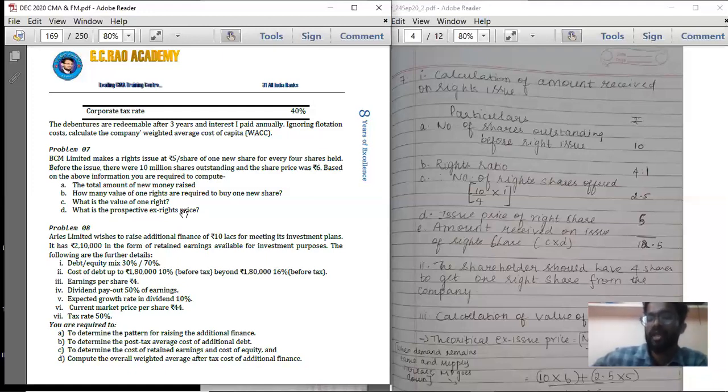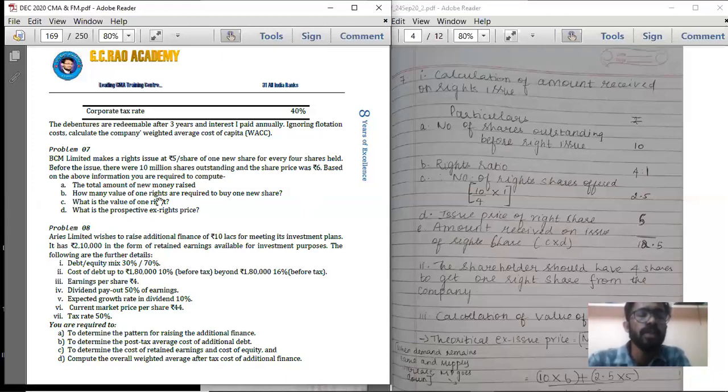2.5 into 5, that is 12.5. That is 12.5 million rupees has been received in respect of new right issue. That is what they have asked, amount of new money raised, that is 12.5 million. With that we have completed A.